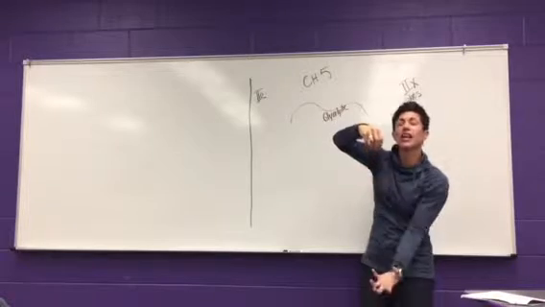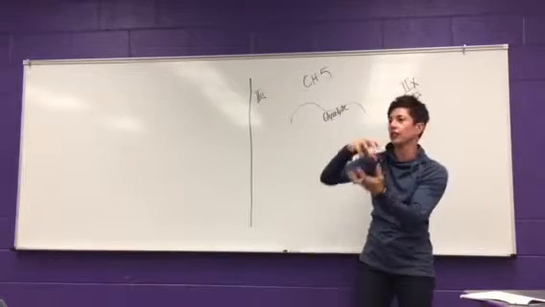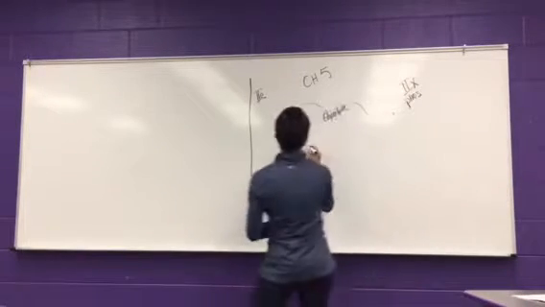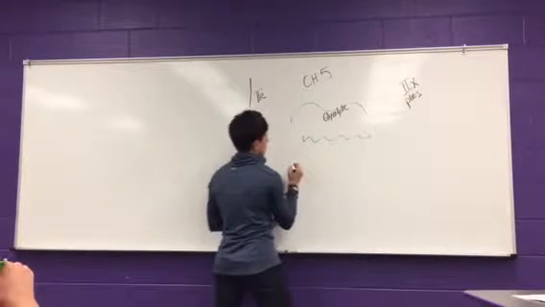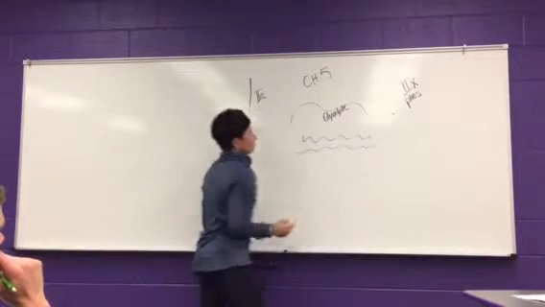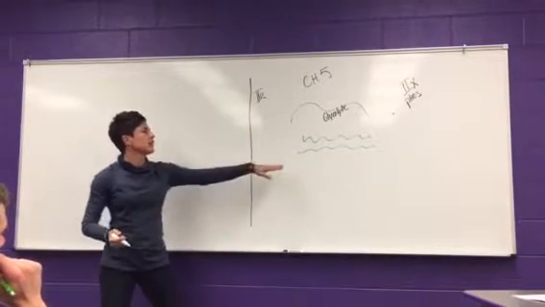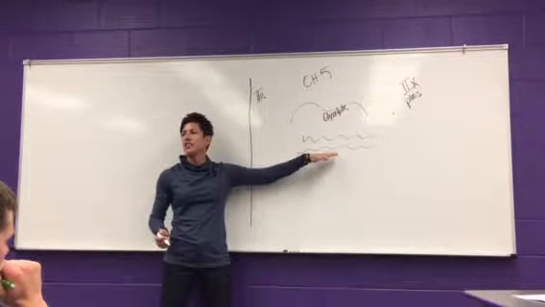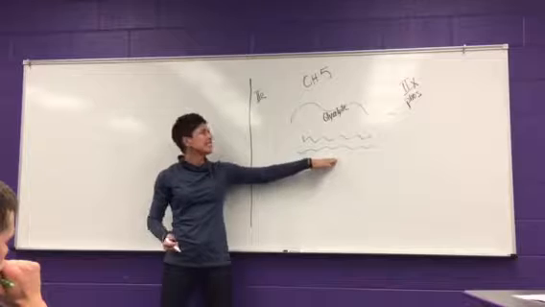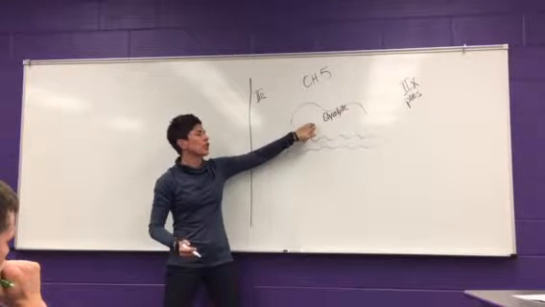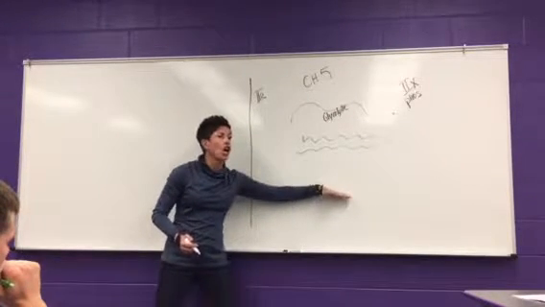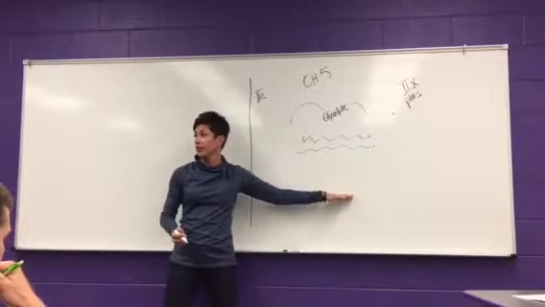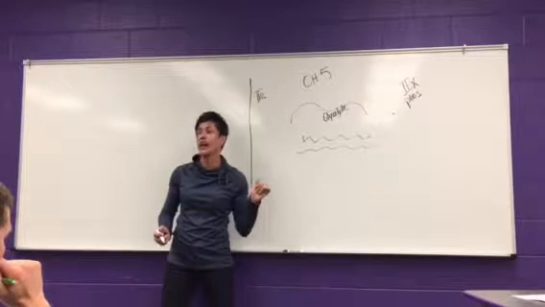Space between the motor unit and the muscle. Now, here's what we need to understand. In untrained, let's just say this is the motor unit, and this is the muscle. In untrained individuals, it takes this motor unit longer to get to the muscle. Does that make you more powerful or allow you to have more speed?